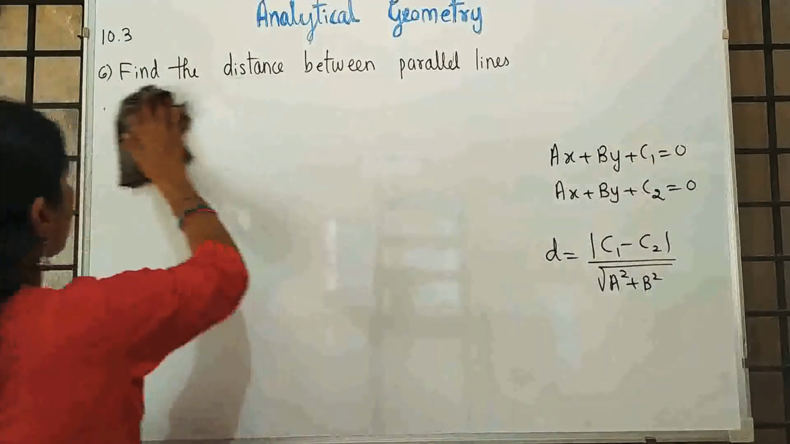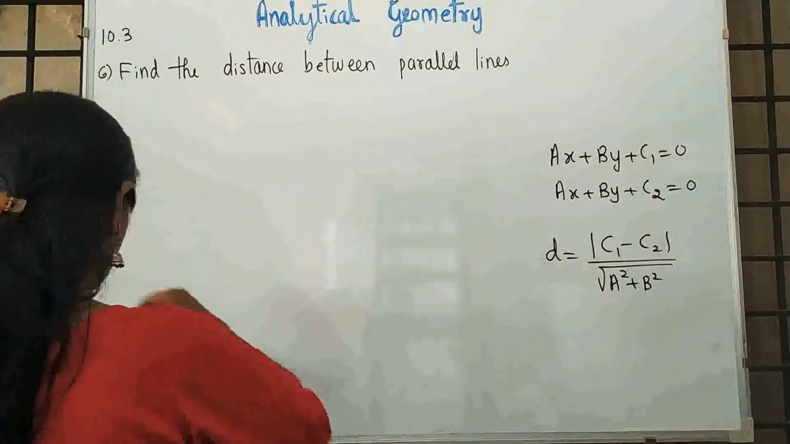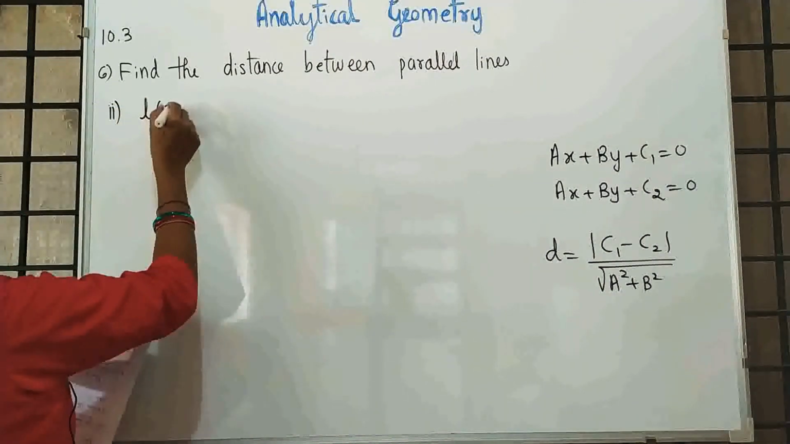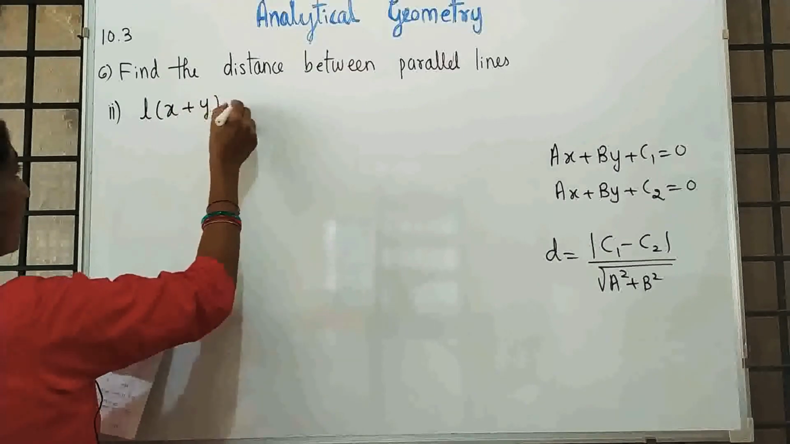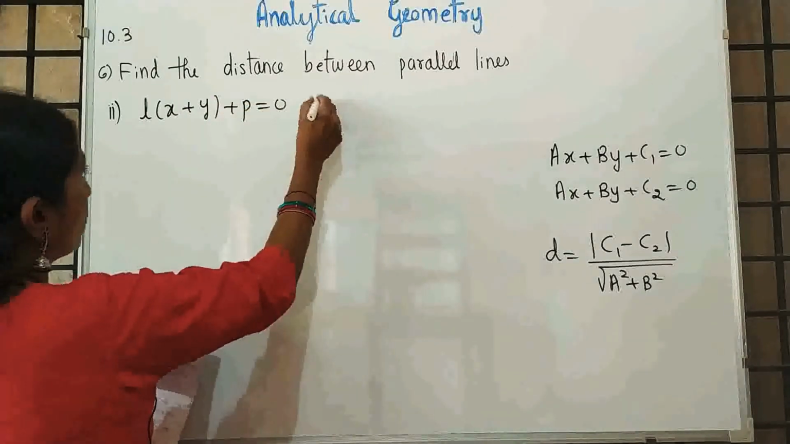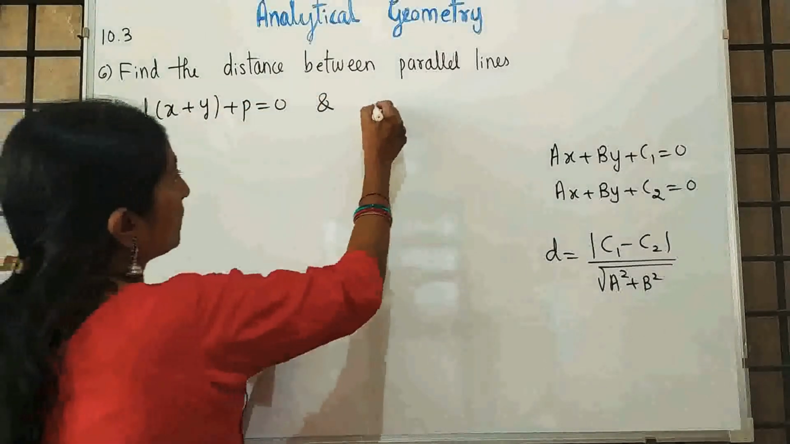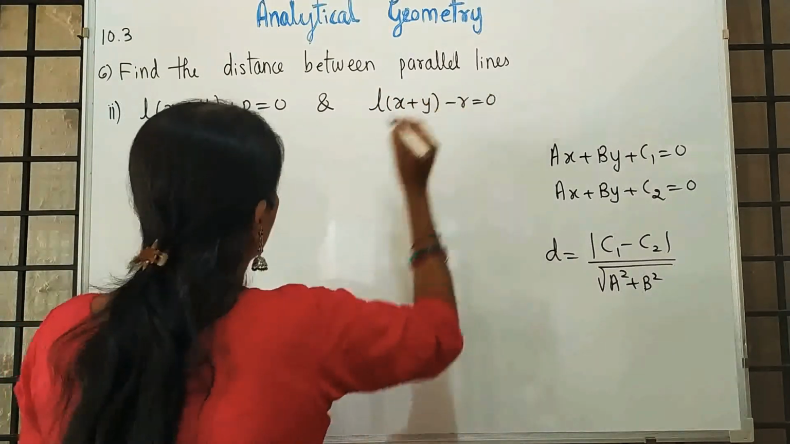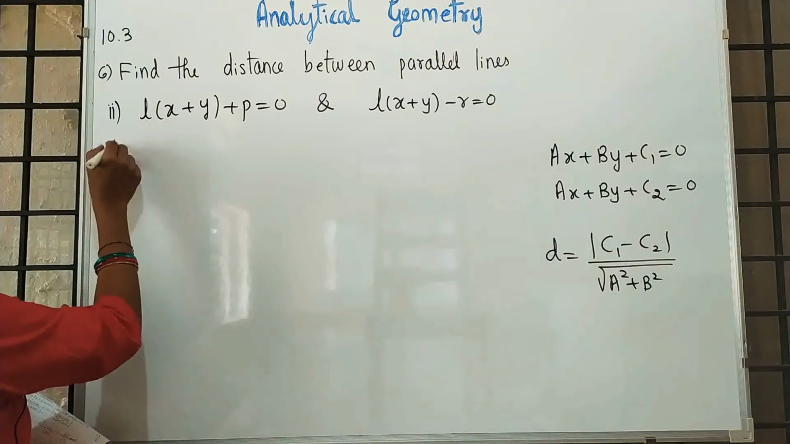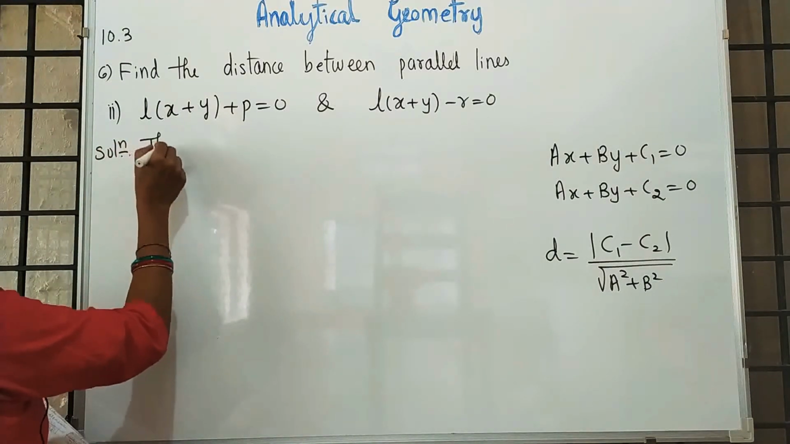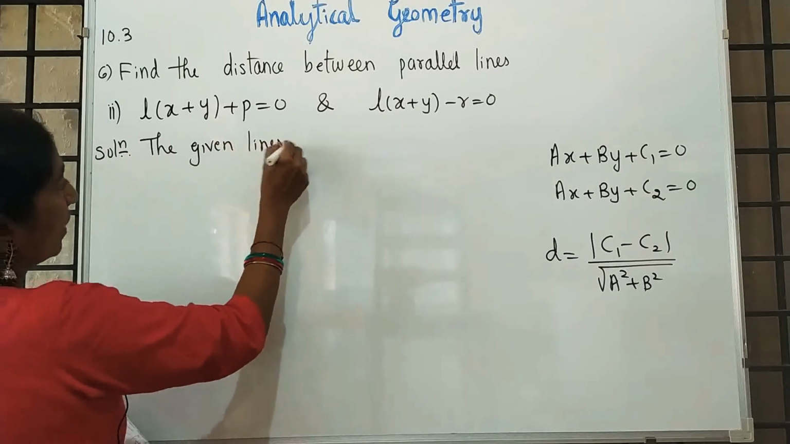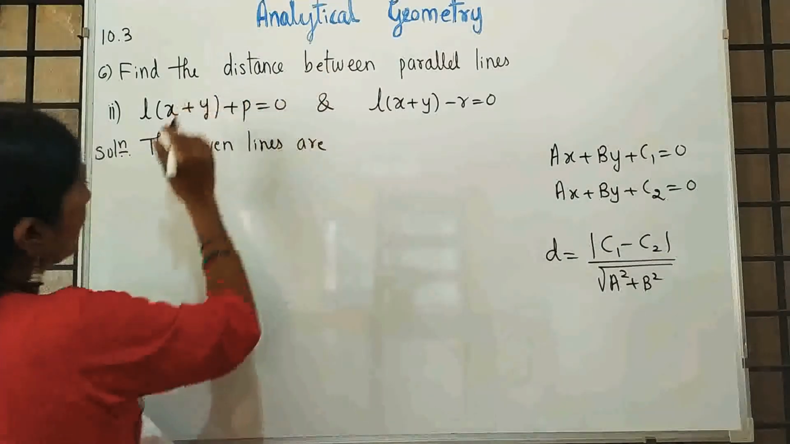Find the distance between the lines L(x + y) + p = 0 and L(x + y) - r = 0. Here is the solution. The given lines, they already mentioned, are parallel. Just write them in the standard form.